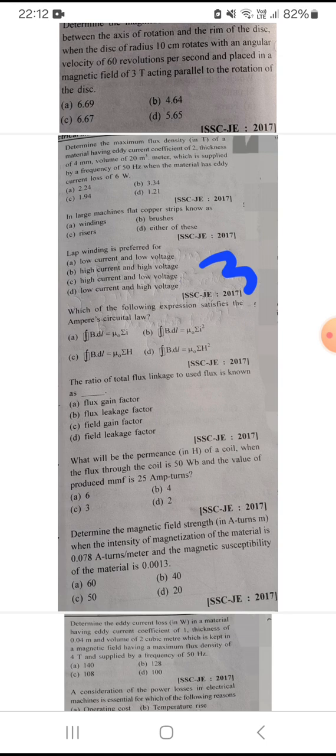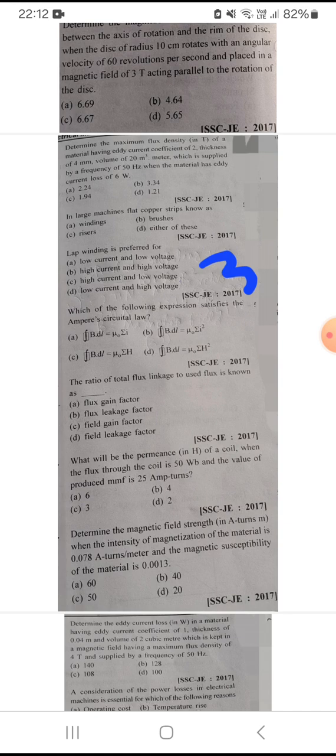Next, in large machines, flat copper strips are known as windings, risers, brushes, or either of these. Option C, that is called the risers, is the right answer. Next, lap winding is preferred for high current and low voltage, and we have to know that wave winding is preferred for low current and high voltage.